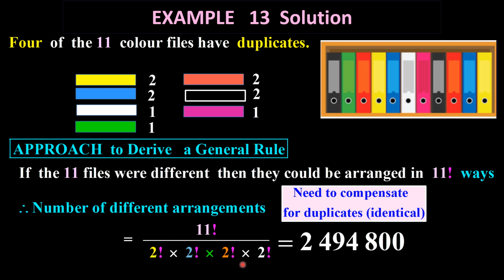So let's just see what we've done there. It would be 11 factorial. We have to compensate for the duplicates. There are 2 yellows, so I have to divide everything by 2 factorial, and then I times it by 2 factorial for the blue, and times by 2 factorial, and so on. They're all in the denominator. Now let's formulate a general rule for arrangement of objects where some of the objects are identical.